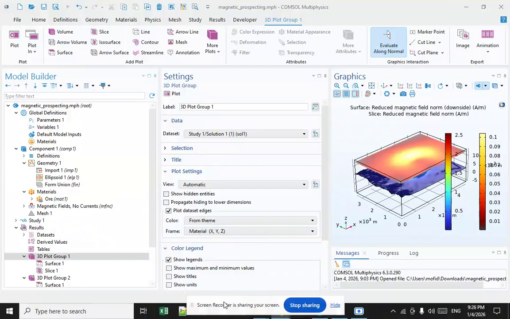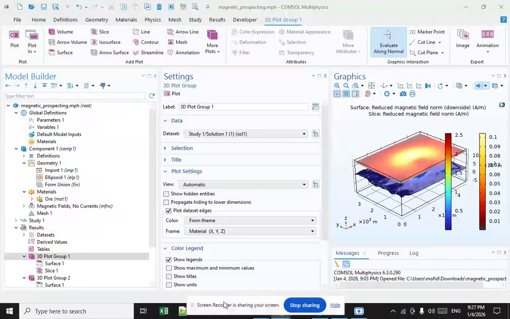And what are the key aspects of magnetic prospecting? The first one is principles. The method measures the total intensity of the Earth's magnetic field. Anomalies are created by rocks or materials with varying magnetic susceptibility, such as magnetic or igneous intrusions.